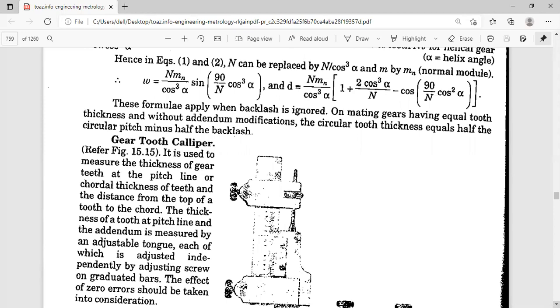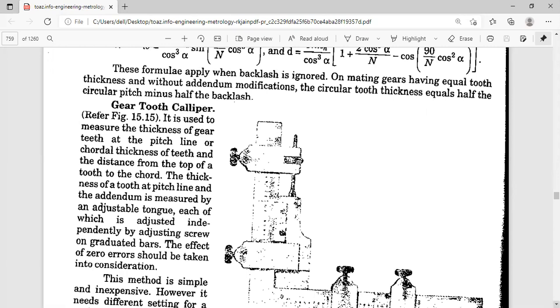And we have a slight disturbance in this one. Okay, there's no problem, the current has gone for a moment. So the thickness of the tooth at the pitch line and the addendum is measured by an adjustable tongue. So here we have that particular part in the vernier caliper. We will try to show it in the practice because we have a lab regarding this gear tooth thickness. Each of which is adjusted independently.